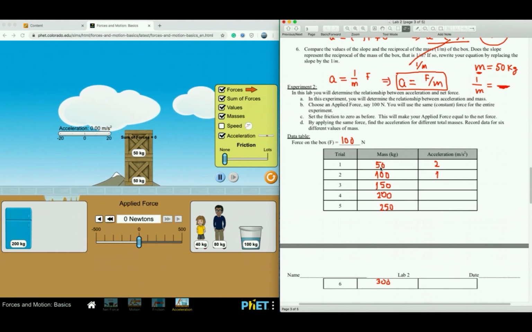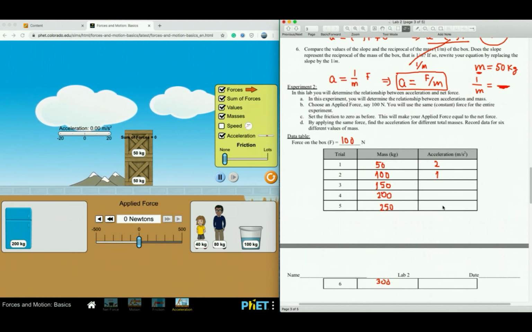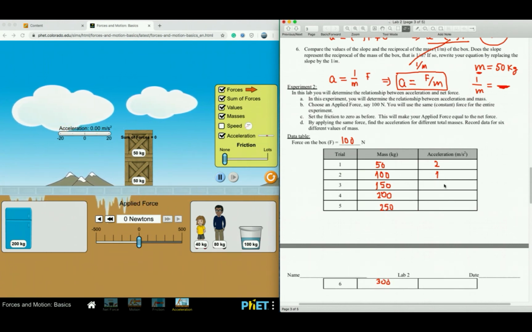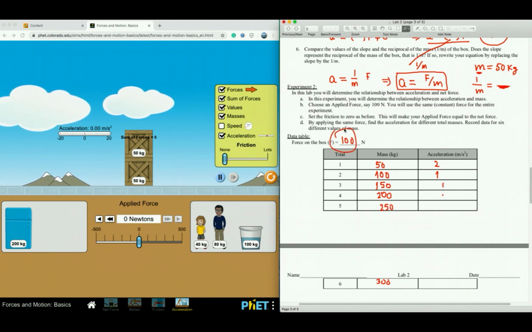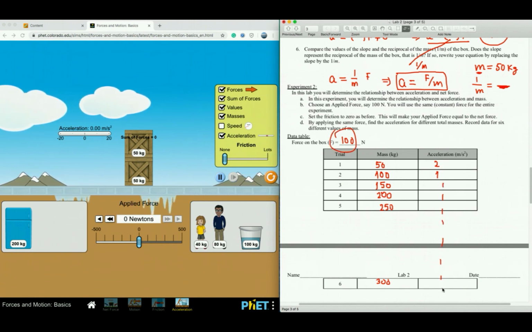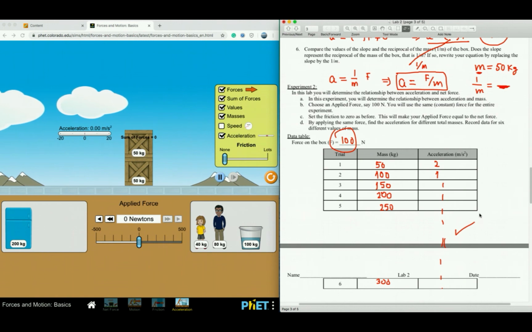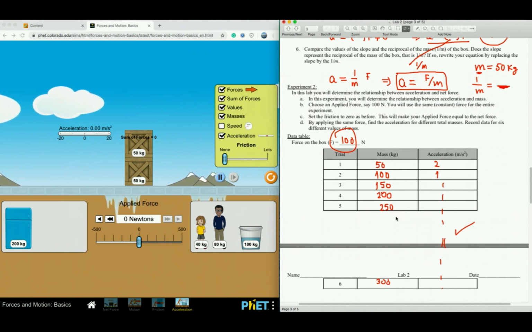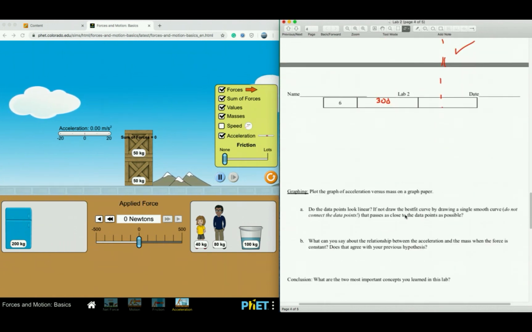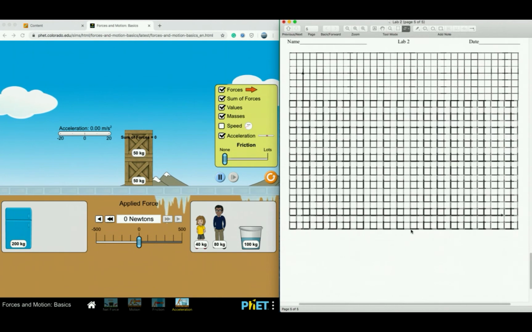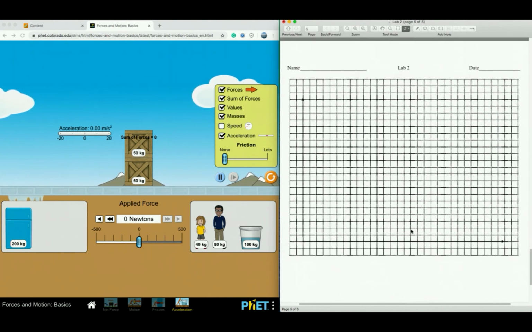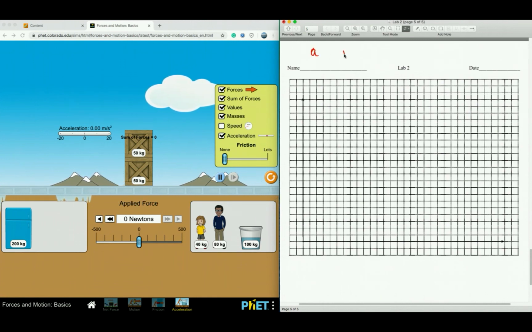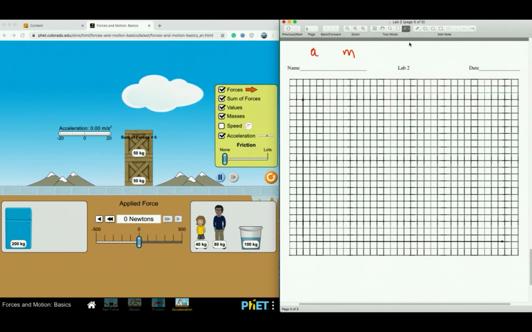Okay, so you want to go all the way to 300 kilograms, and then for each of these masses, by applying the same force, what would be the acceleration? So you need to find that. And once you have your data, you want to plot the graph just like before. So you go to your graph. So this time we have acceleration and mass, keeping the force constant.